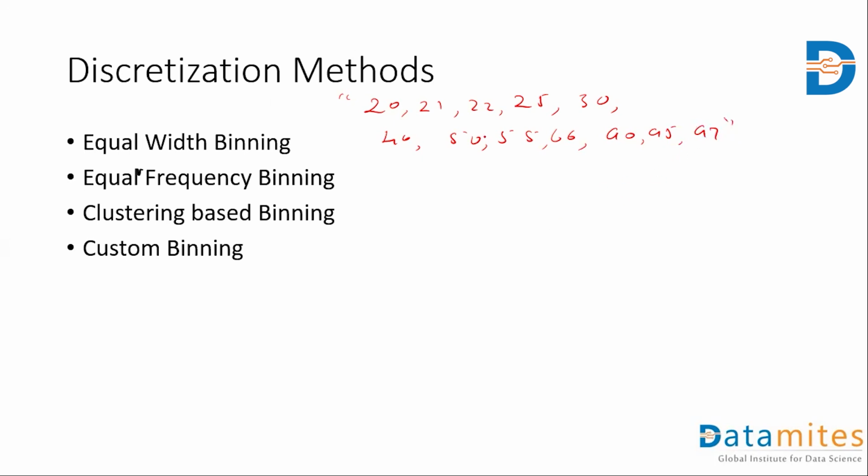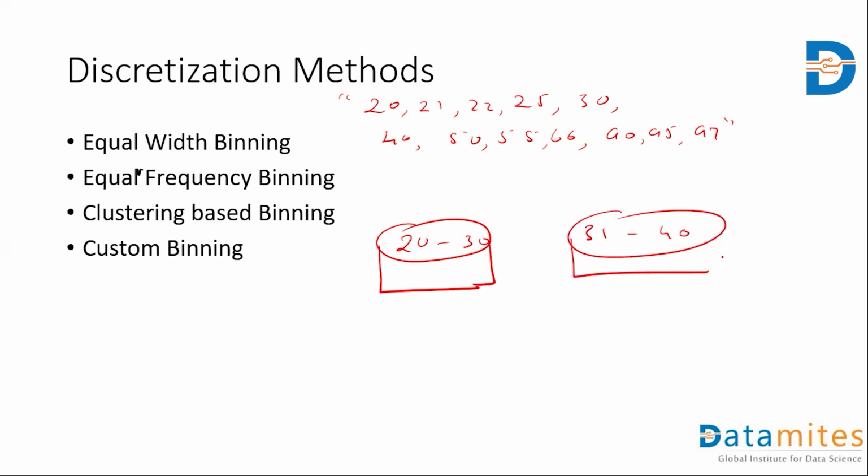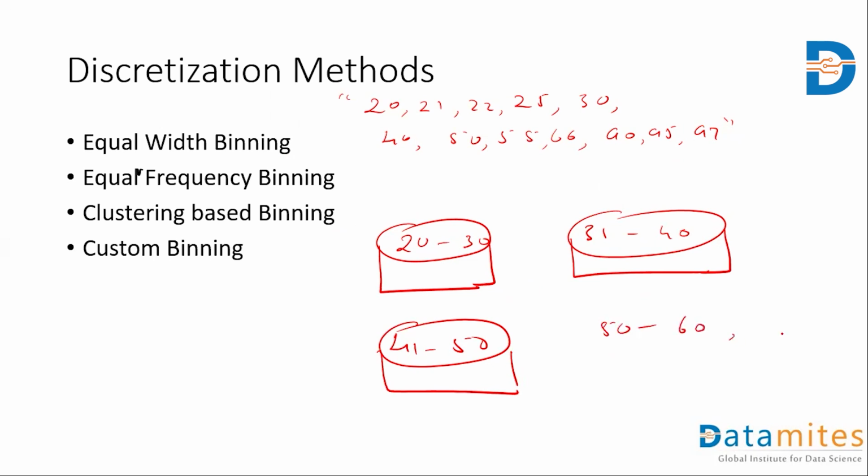So what equal width binning does for you, as the name suggests, is create bins of equal width. What I mean by that is, let's say my first bin starts from 20 and goes all the way to 30. So this is my first bin, right? And let's say 31 to 40 is another bin. 41 to 50 is another bin. 50 to 60, 60 to 70, 70 to 80, and 80 to 90, right?